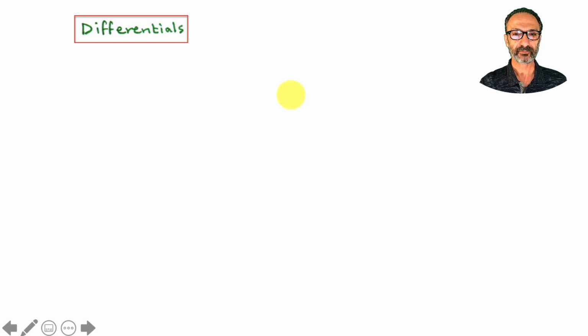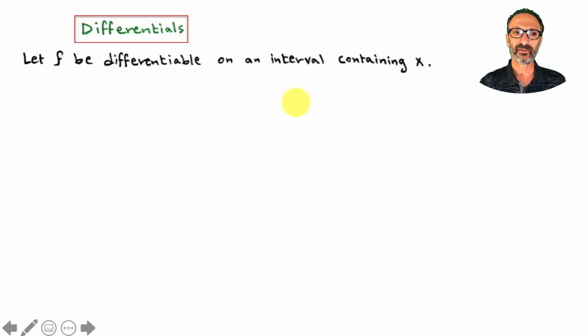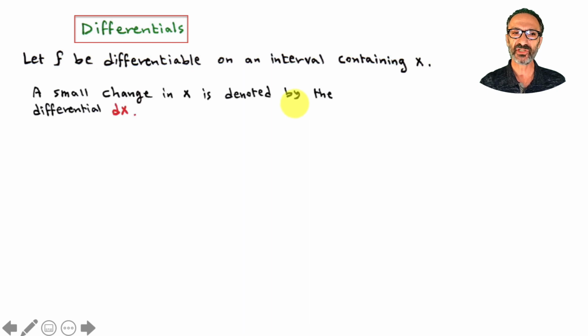Differentials. Let f be differentiable on an interval containing x. A small change in x is denoted by the differential dx. If it's not that small, we call it delta x. When x or delta x goes to 0, we call it dx. That's the language of calculus and differentials.